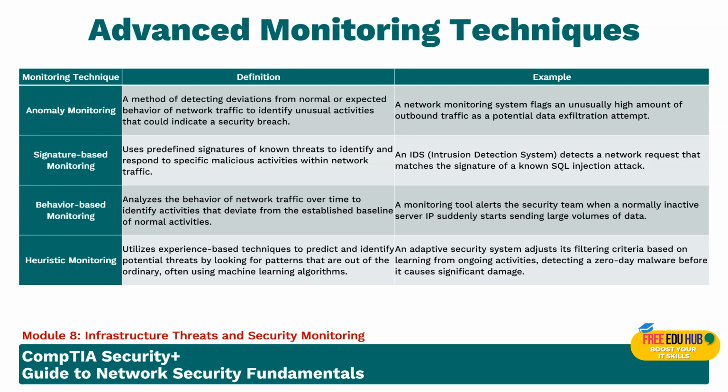If we look at anomaly monitoring, it's a method of detecting deviations from the normal expected behavior of the network traffic to identify unusual activities that could indicate a security breach. Anomalies might indicate a security breach, such as an ongoing attack on the network or a malfunction. By establishing what is normal, anomaly monitoring systems can flag unexpected behaviors, helping security teams respond swiftly to mitigate potential risks. An example could be a network monitoring system flagging an unusually high amount of outbound traffic, which is a potential data exfiltration attempt.